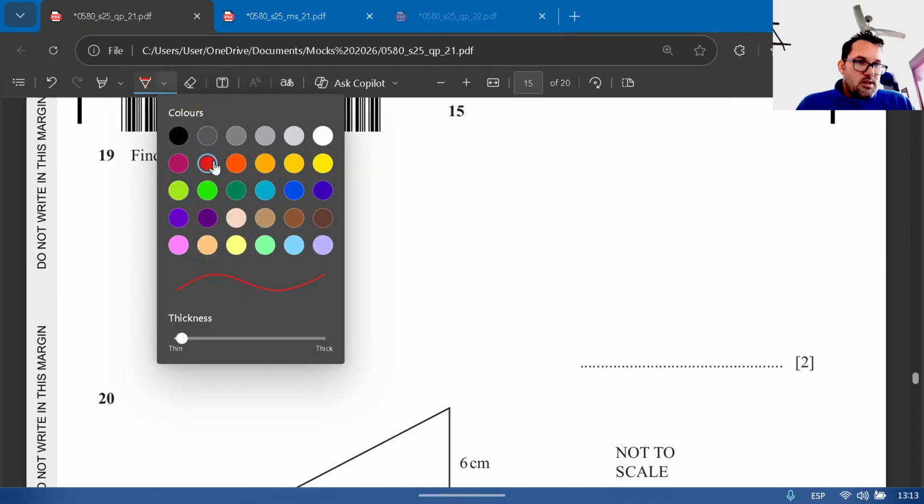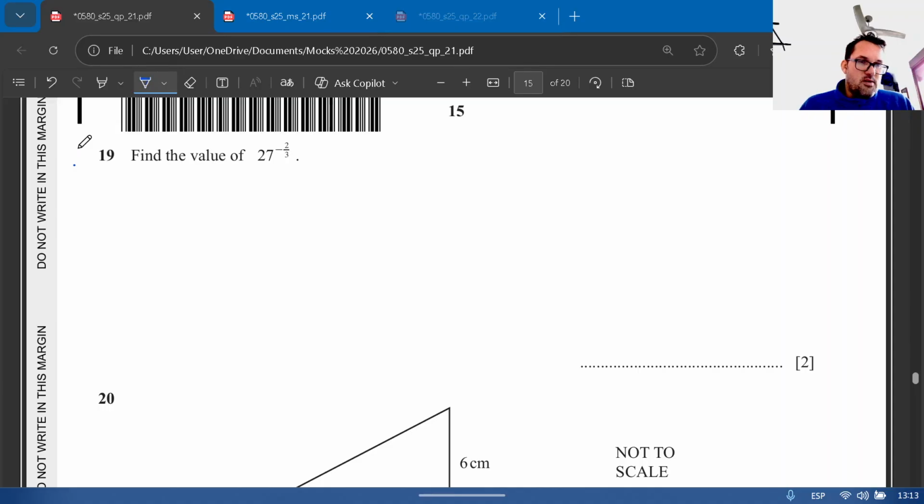Right, question 19. Find the value of 27 to the power of minus 2/3. Wow. Remember the rules of indices. Let's just get rid of that minus first. Remember this rule that if you've got, let's say, a to the power of minus b, you can write it as 1 over a to the b. So we can write that as 1 over 27 to the power of 2/3. Now we've got rid of the minus.